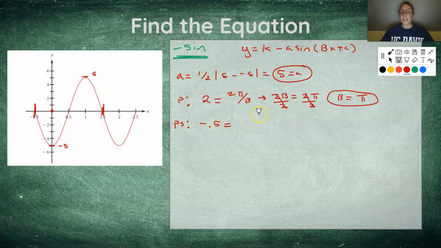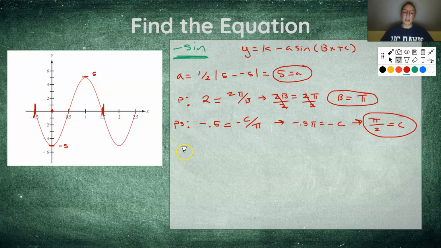Now -1/2 is equal to -c over b. But I know b is pi. Multiply both sides by pi. -0.5 pi is equal to -c. Negatives on both sides, so I'm going to cancel them out. 0.5 pi is pi times 1/2. Let's clean that up. Pi times 1/2 is pi over 2. Pi over 2 is going to equal c.